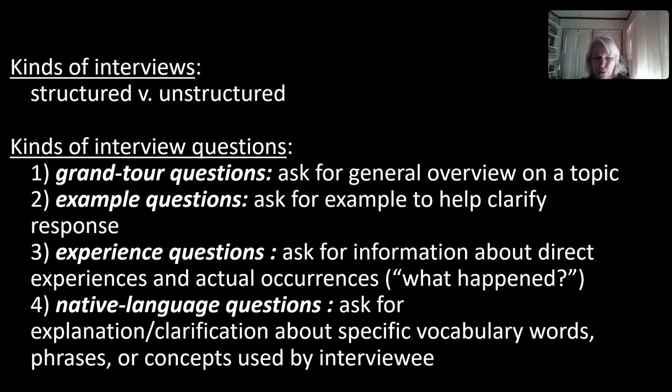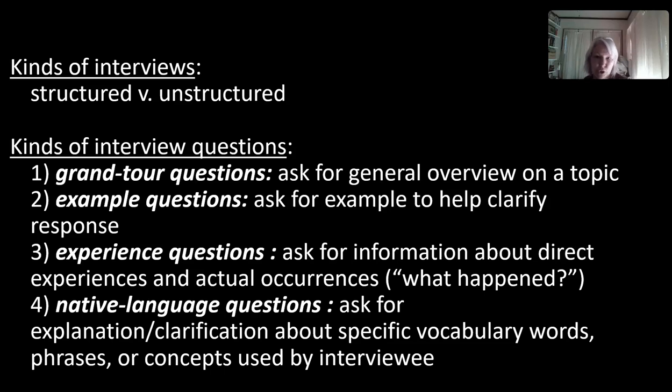So a grand tour question is, as the name implies, asking somebody to give you a general overview on a topic, right? So the idea of grand tour is saying to somebody something like, walk me through a day in your life, or walk me through what you do in a day on the job, right? So you're going to take them on a sort of narrated tour, right? So you're asking them for the big picture, okay? Which can be useful, particularly early on in an interview.